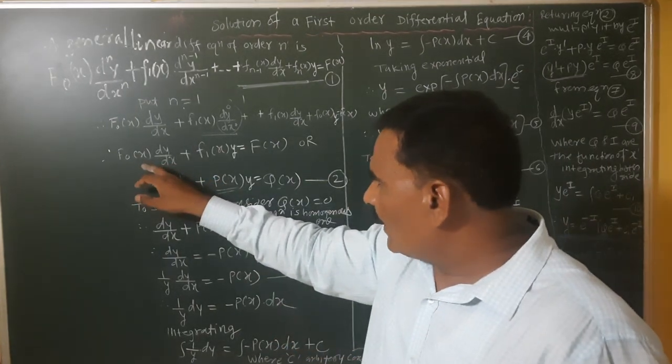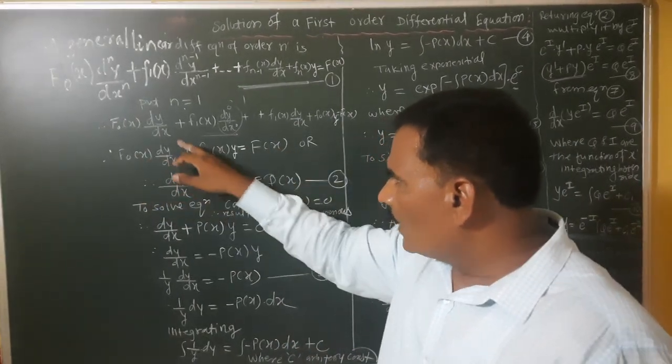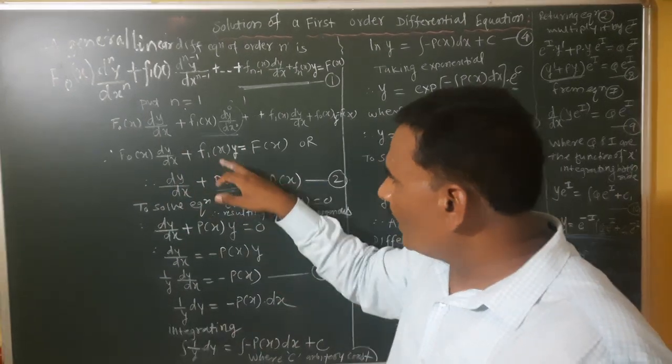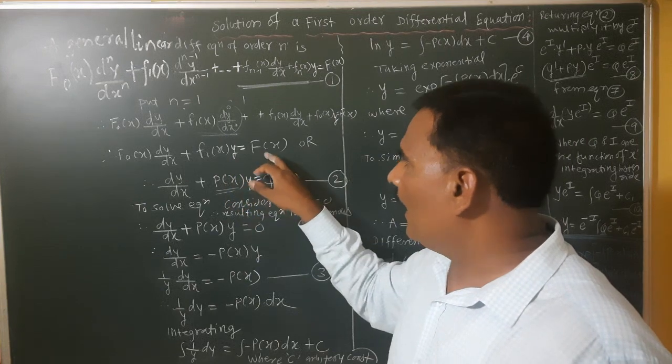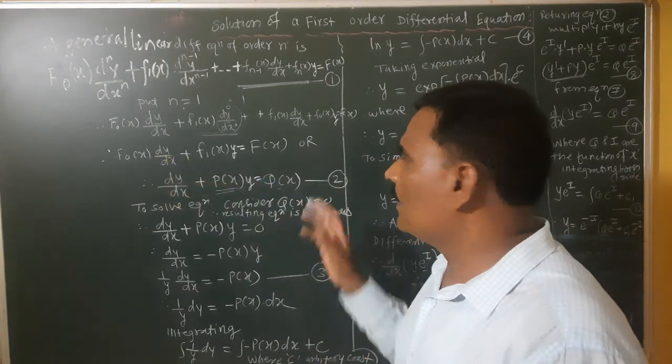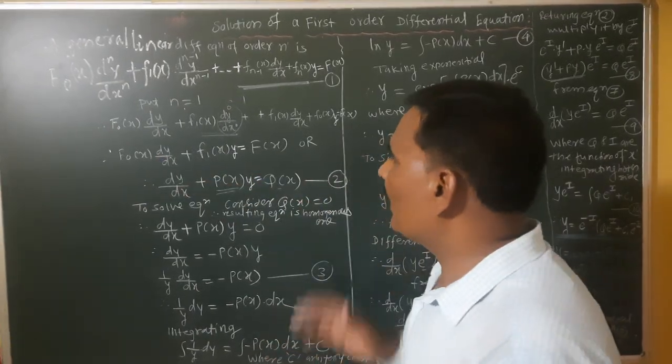If we divide this equation by f0 of x, then dy by dx as it is, f1 of x upon f0 of x is nothing but the p of x into y, and f of x divided by f0 of x is nothing but q of x. This is equation number 2.